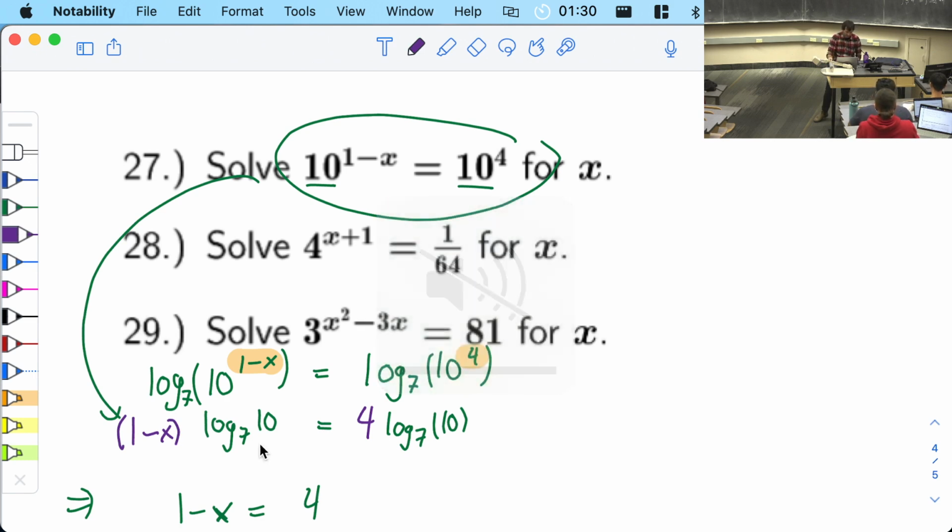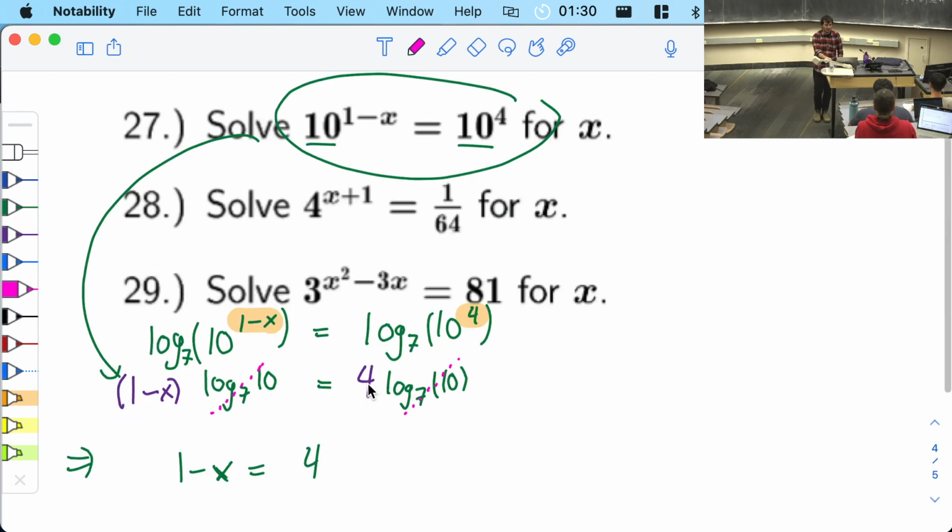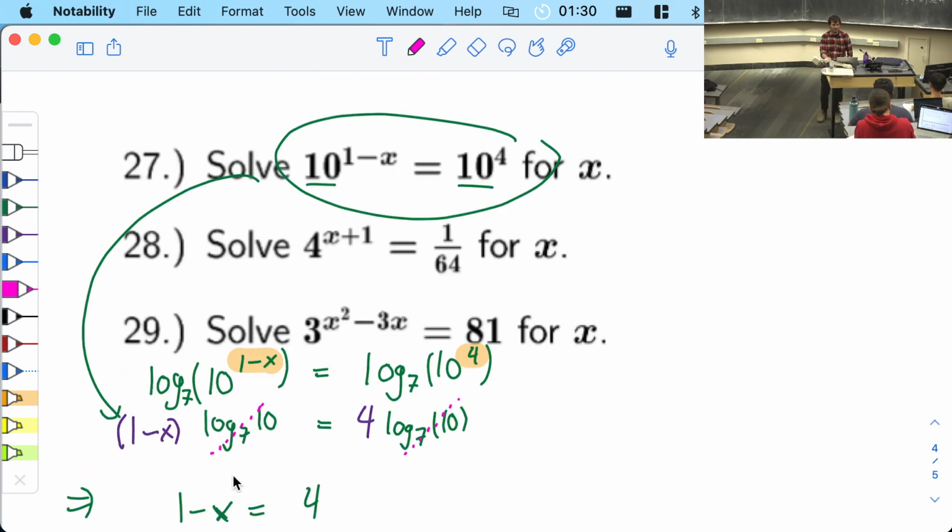So 1 minus x times the log base 7 of 10 equals 4 times the log base 7 of 10. Because they started with the same exact base, 10, these two things perfectly cancel, right? This log base 7 of 10 and this log base 7 of 10, they're both on the left and the right-hand side. They perfectly cancel out, and you get the equation 1 minus x equals 4, and now you can solve for x. So hopefully you can solve 1 minus x equals 4.